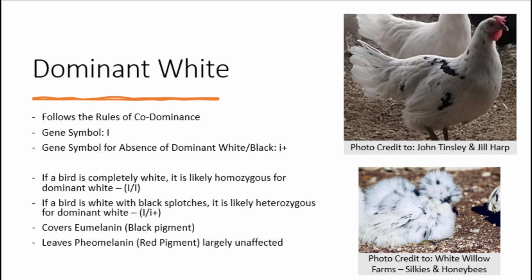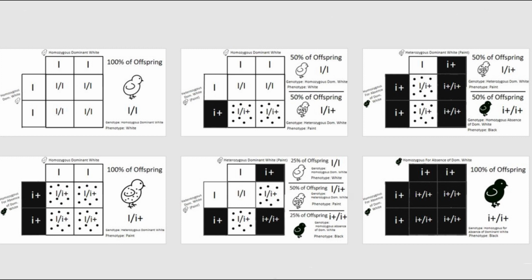Dominant white over black is an example of codominance, because rather than one gene covering over the other like in simple dominance, or the two colors forming a new color like in incomplete dominance, in codominance both genes express. With all that covered, let's move on to the 6 different Punnett squares related to paint breeding.